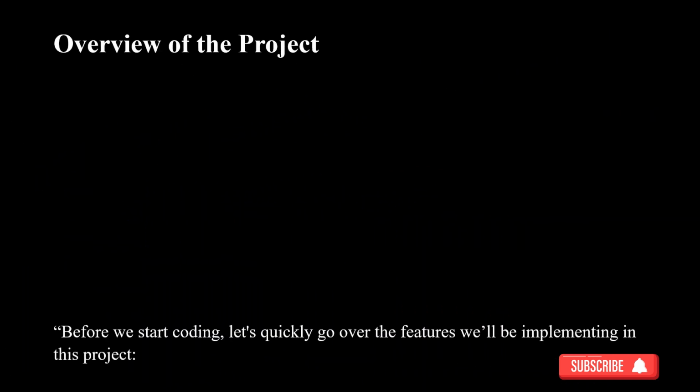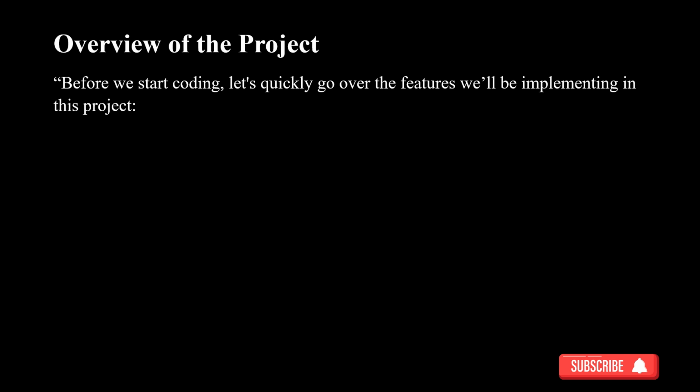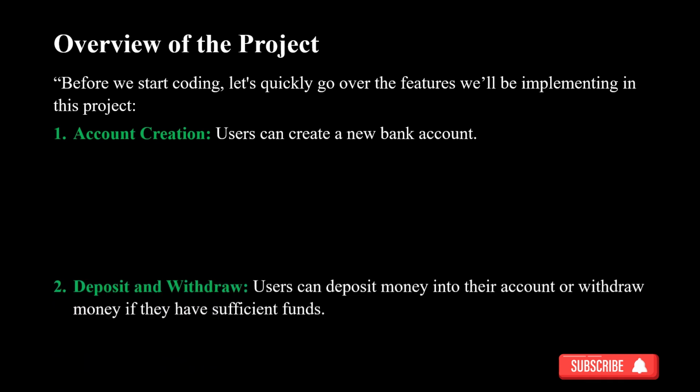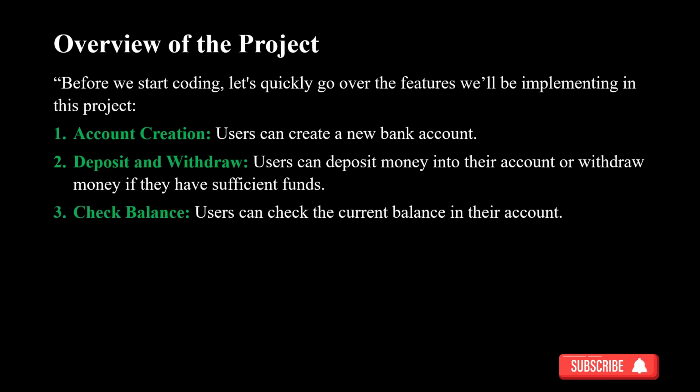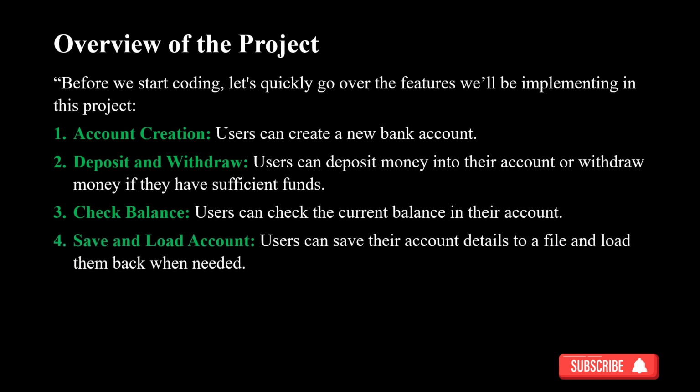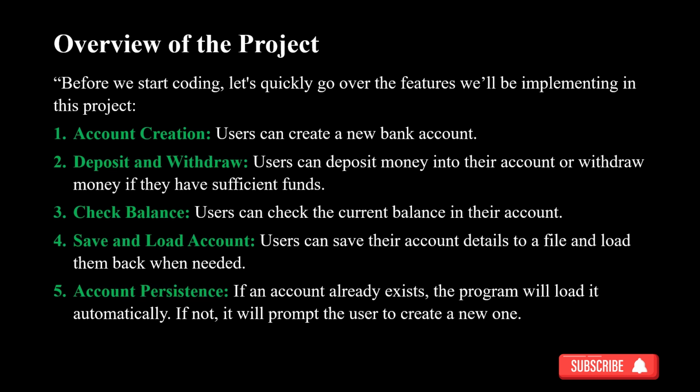Overview of the project. Before we start coding, let's quickly go over the features we'll be implementing in this project. Account creation. Users can create a new bank account. Deposit and withdraw. Users can deposit money into their account or withdraw money if they have sufficient funds. Check balance. Users can check the current balance in their account. Save and load account. Users can save their account details to a file and load them back when needed. Account persistence. If an account already exists, the program will load it automatically. If not, it will prompt the user to create a new one.